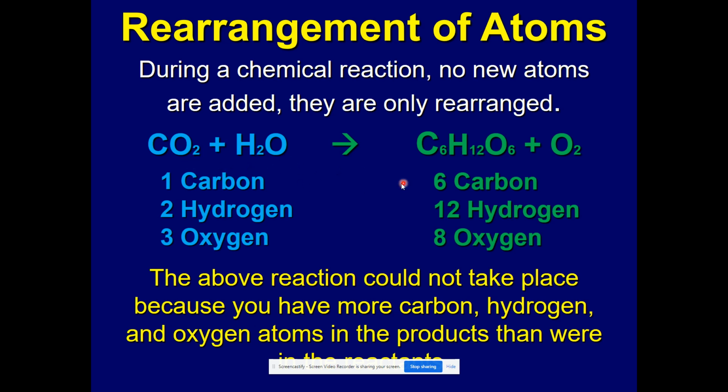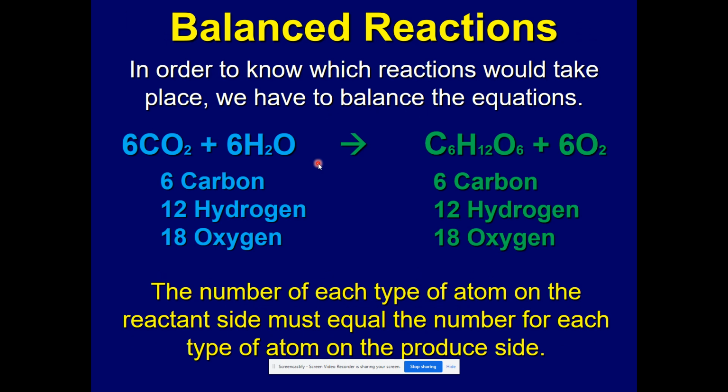That's what the law of conservation says, that we're not going to be creating atoms. Instead, they're only going to be rearranged. So the substances are going to be transformed. If you look, these carbon dioxide and water molecules are going to be transformed into glucose and oxygen molecules. But the atoms themselves are not being created or destroyed. They're only going to be rearranged, right? Which brings us to what this topic is about, balancing reactions.